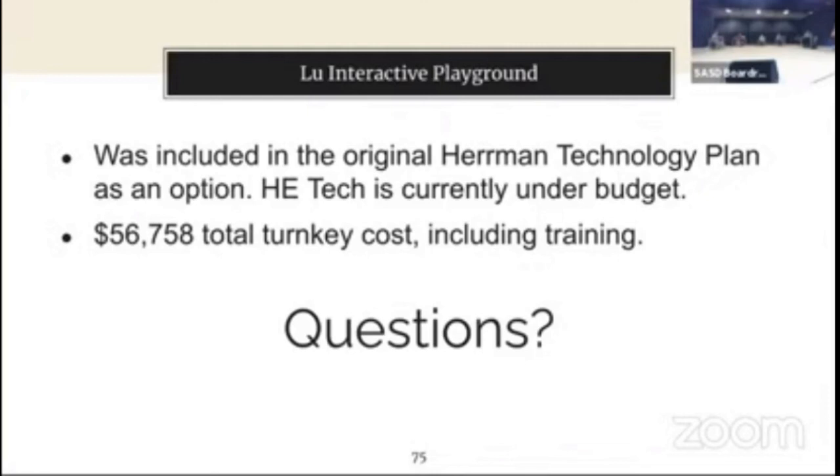It was included in the original technology plan for Herman just as an optional, and we did come in under budget on the technology plan for that building, so this would still fit within the original allocated amount for that building. Any questions? Any questions, board members? I have a question.